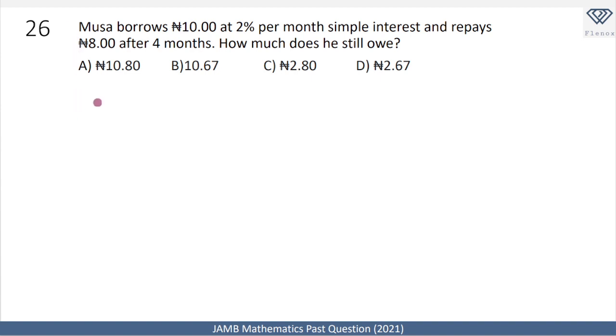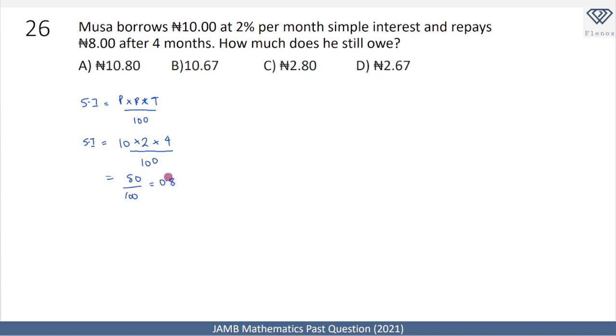So we know that our simple interest is our principal times our rate times time divided by 100. So let's try to find what the simple interest is. Principal means how much you are investing or how much you are borrowing. In this case, Musa is borrowing 10 naira. The rate is 2% and he is borrowing it for 4 months, right? And divided by 100. So when I multiply all of this together, 4 times 2 times 10 is 80 over 100, and that is equal to 0.8.